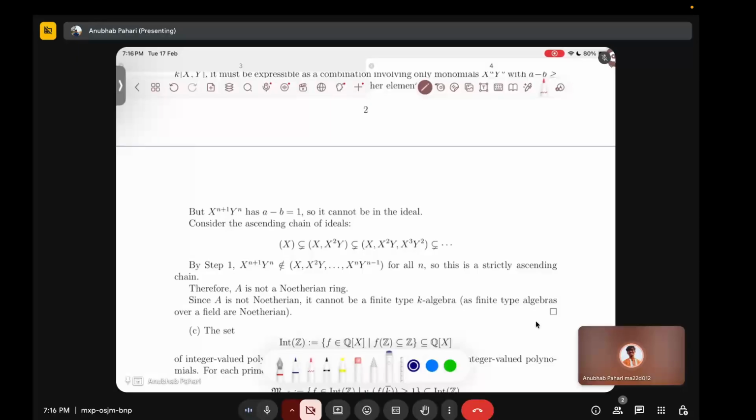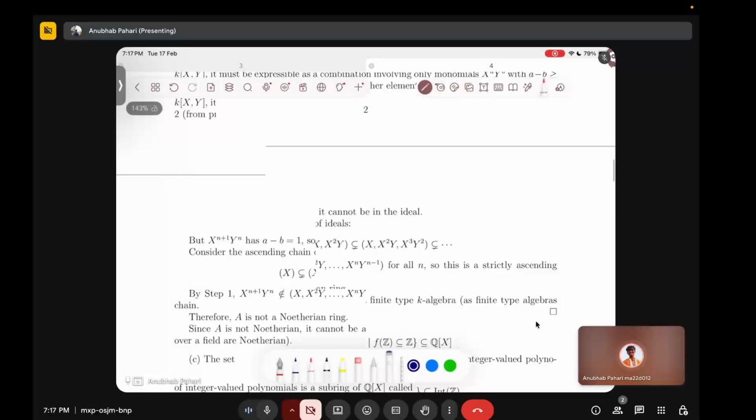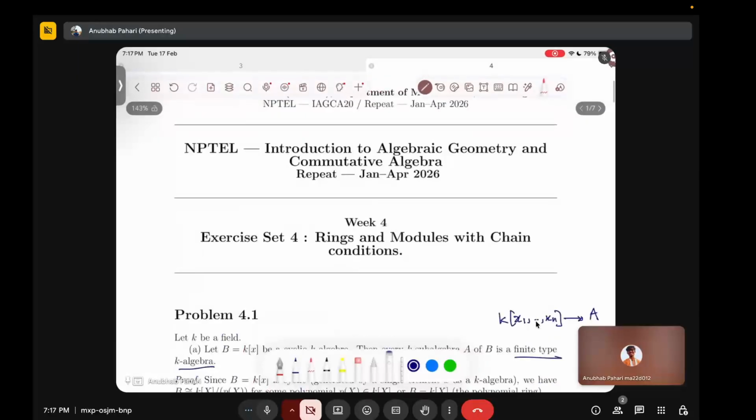And if you now consider the ascending chain of ideals, that is, the ideal generated by x, which is strictly contained in the ideal generated by x and x^2 y, and the ideal generated by x^2 y and x^3 y^2, and so on. By step 1, you see that x^(n+1) y^n does not belong to its preceding part for all n, so this is a strictly ascending chain, right? And therefore A is not a Noetherian ring, and since A is not Noetherian, it cannot be a finite type k-algebra, as finite type k-algebras over a field are Noetherian, as we have seen here and discussed earlier, that is, this map.